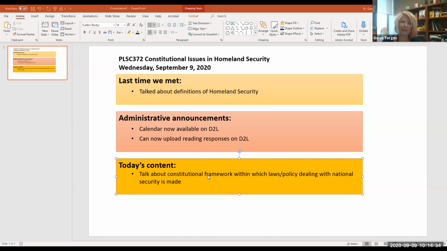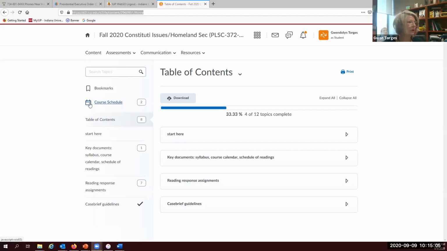So last time we met, we talked about definitions of Homeland Security, and I have a couple of administrative announcements. On D2L, there's a calendar of when things are due, as well as a place where you can upload your reading responses. And I apologize that wasn't ready for you for the readings that you just did for today.